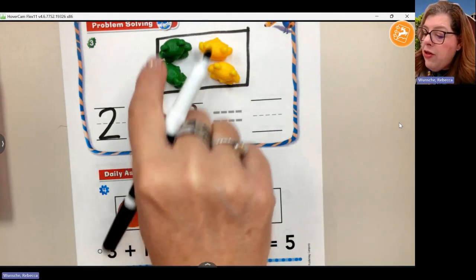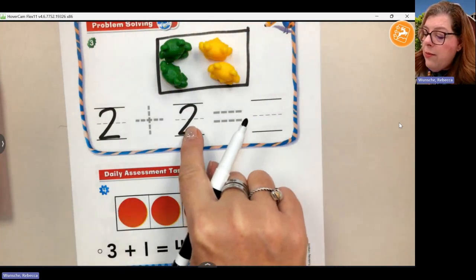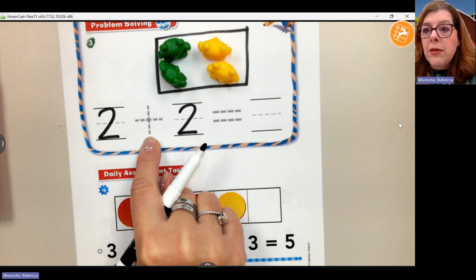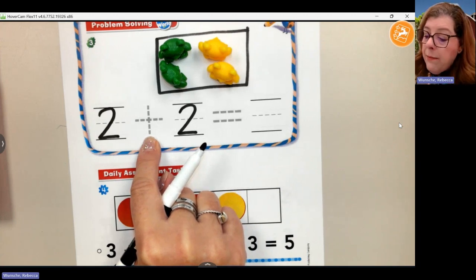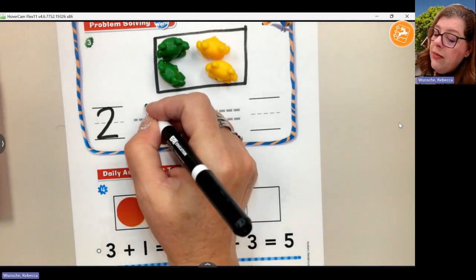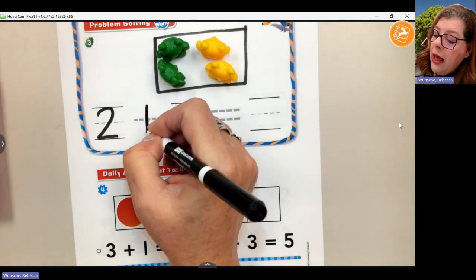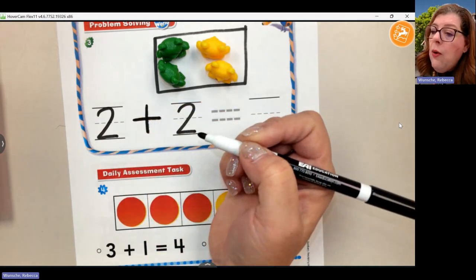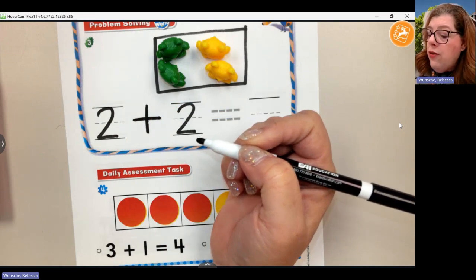I have my green sheep right here, my yellow sheep right here, and I'm going to go back and trace the symbols that now make this a number sentence. So this is our symbol for joining. This is the plus sign. I'm going to trace that, and I'm going to think about joining or making an amount larger when I trace my plus sign.